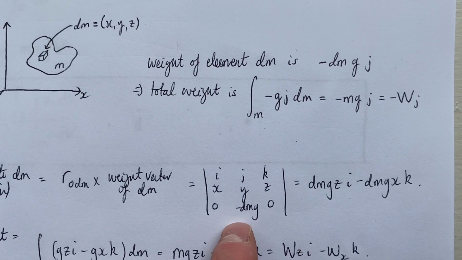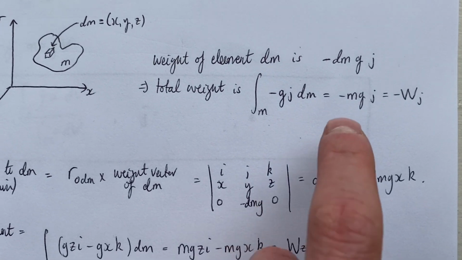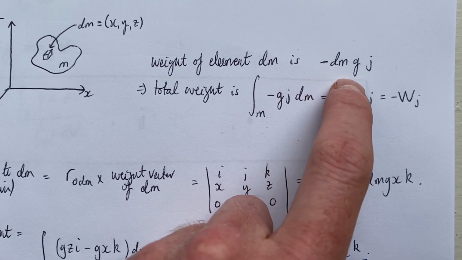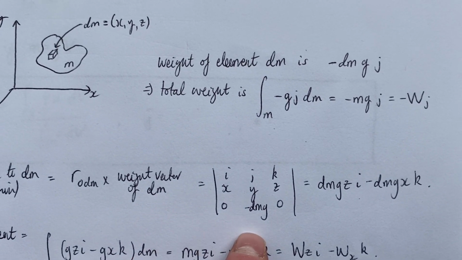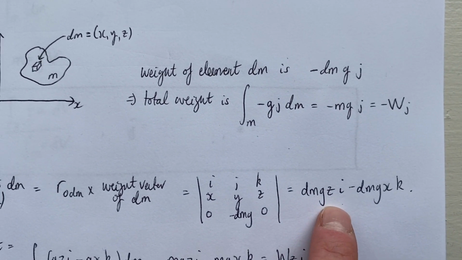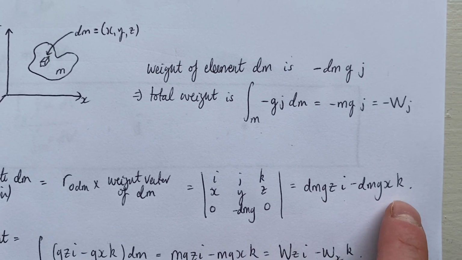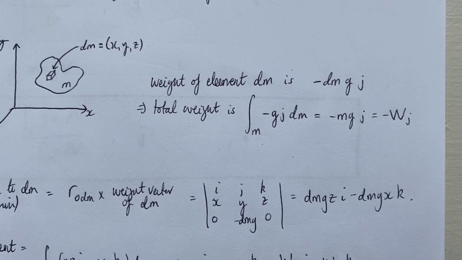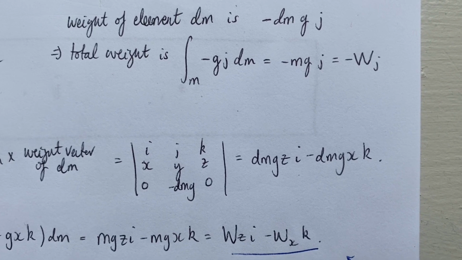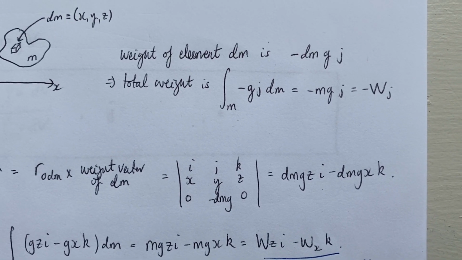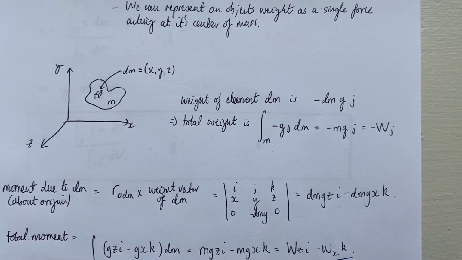And then down on this row we just have the weight vector, and as we just said up here, that's negative dm multiplied by g. If we work out that cross product, we get the following. We have two components, one in the i direction, one in the k direction, and we should recognize that that is a sensible answer because the cross product gives us a vector that's perpendicular to both of these things.